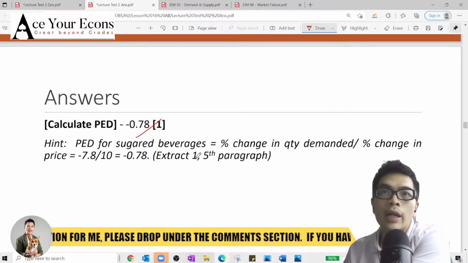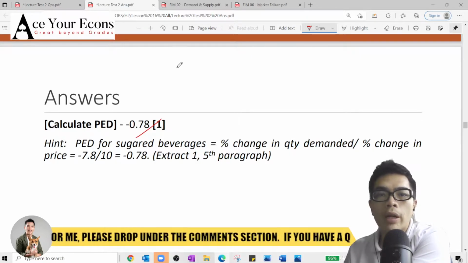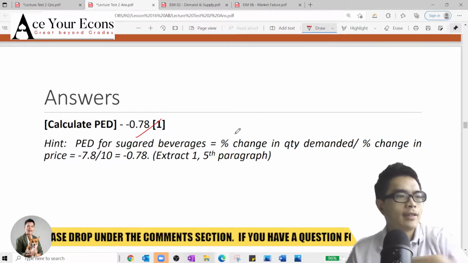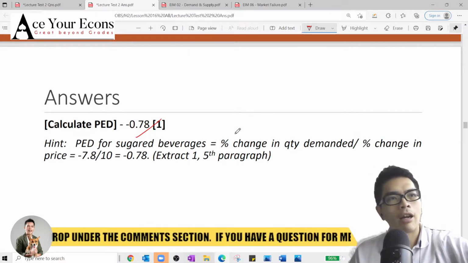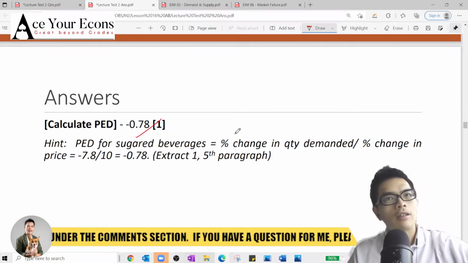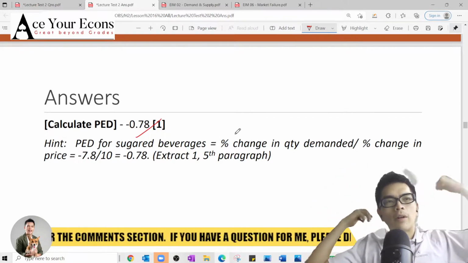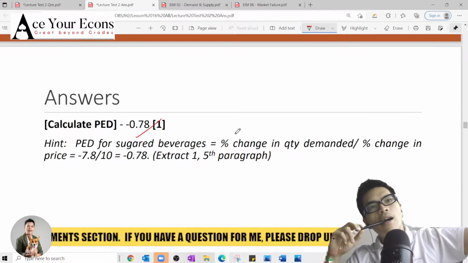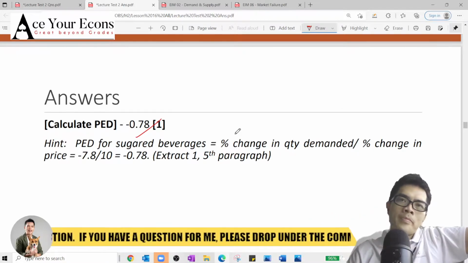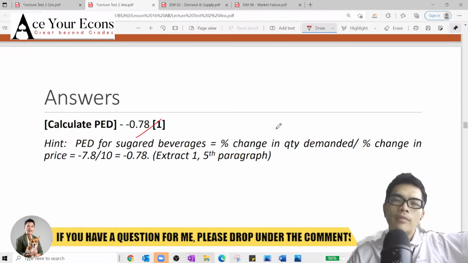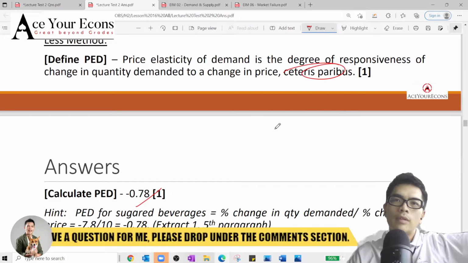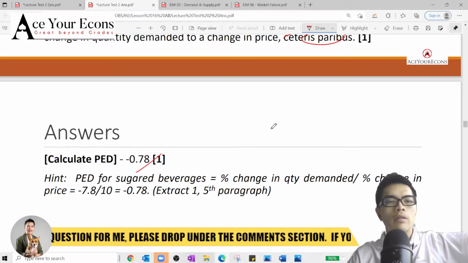Alright, I just want to test you. Can you all tell me whether sugared beverage here is price elastic or inelastic? Please key this into the chat now. Elastic or inelastic? 0.78. Okay, great.